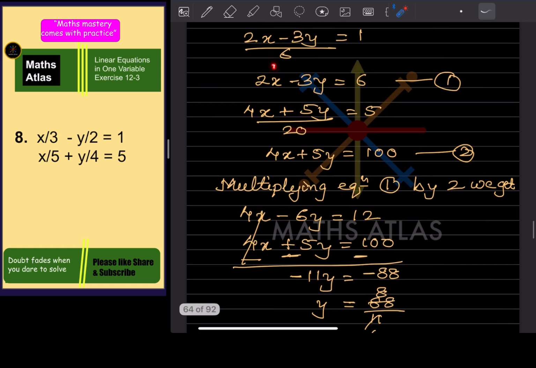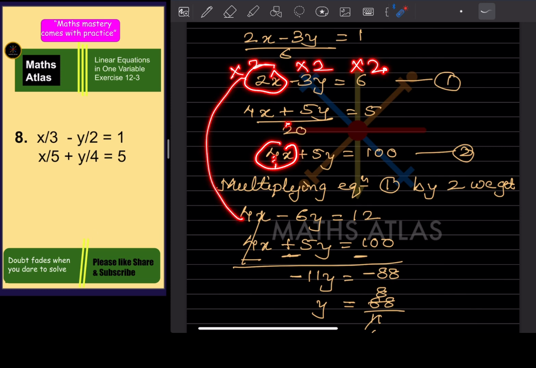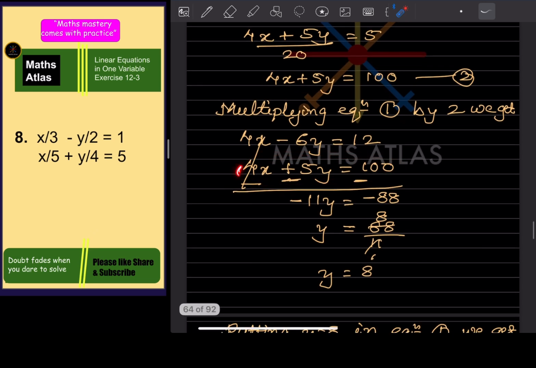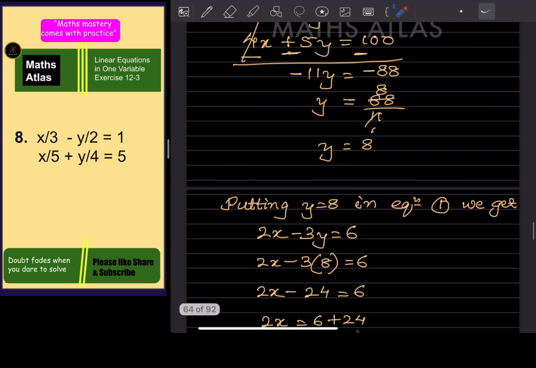So now here we can see this is 2 and this is 4. So what we have to do here, we don't have to multiply both, because 2 twos are 4. So only equation number 1 is going to get multiplied by 2. The equation 2 remains as it is. So here it will be 4x minus 6y is equal to 12 and this equation remains as it is. And then the other steps are the same. By solving this, we can see both the places have minus, so we can cancel out this minus sign. So this becomes positive. So y is 8.